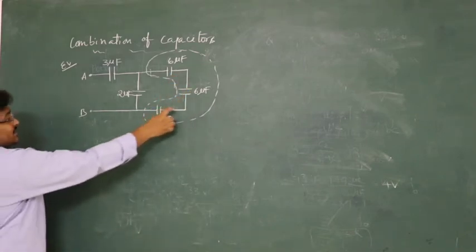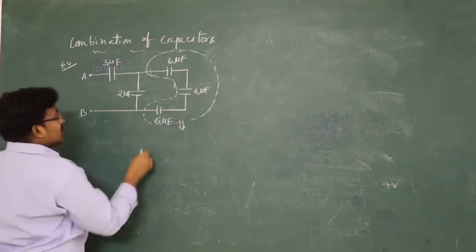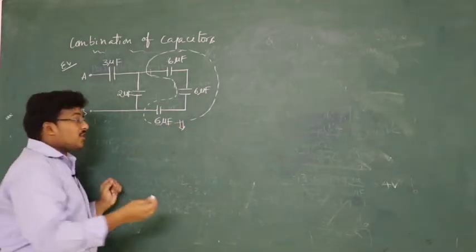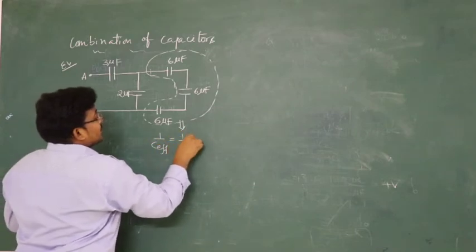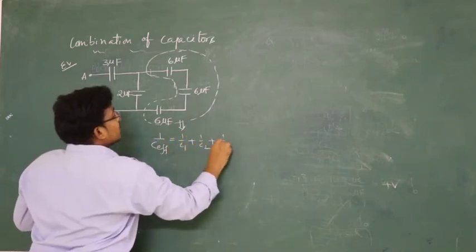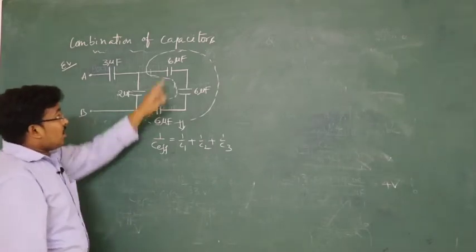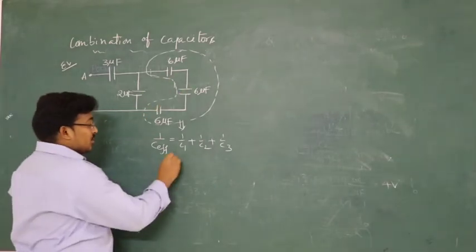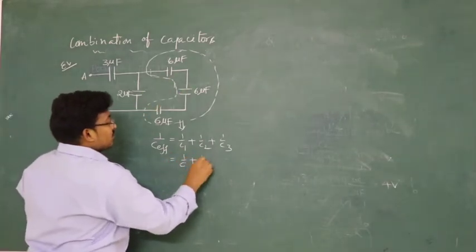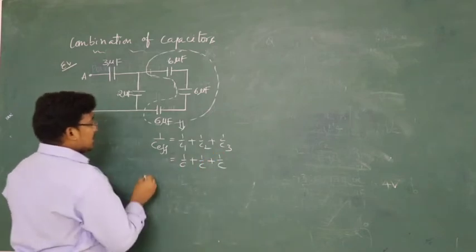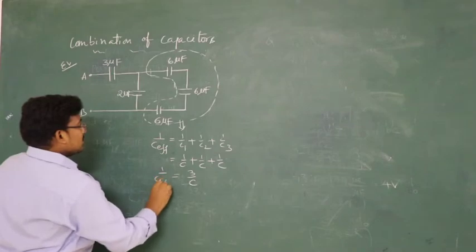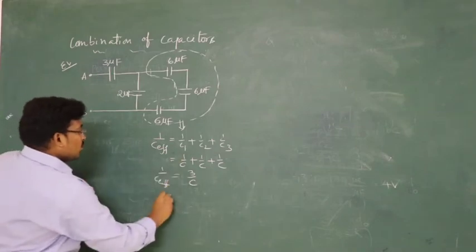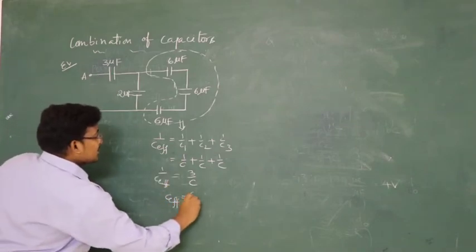Now for this one I will solve the effective capacitance first. In series, what is the formula? 1 by C effective is equal to 1 by C1 plus 1 by C2 plus 1 by C3, but all of them are the same, so you can simply write 1 by C plus 1 by C plus 1 by C, which is nothing but 3 by C is 1 by C effective. If you invert it, C effective is nothing but C by 3.